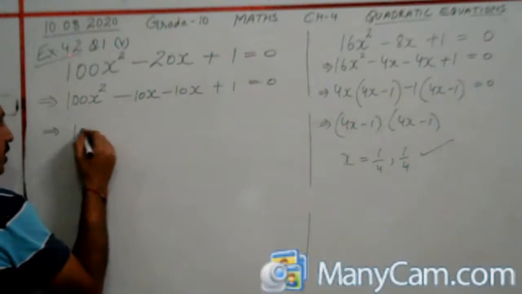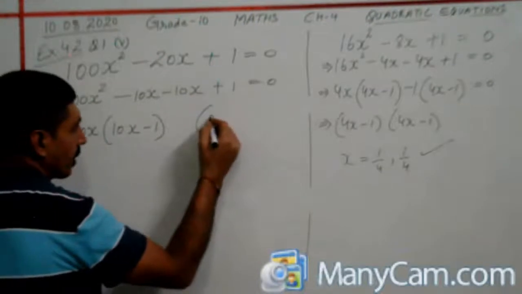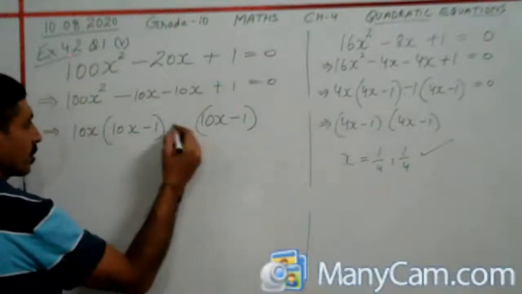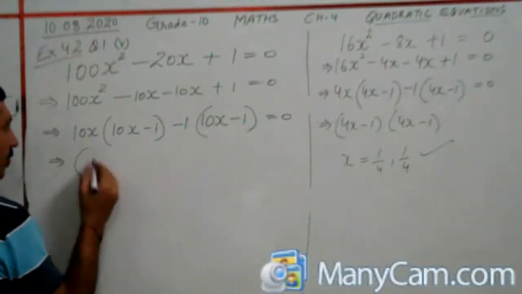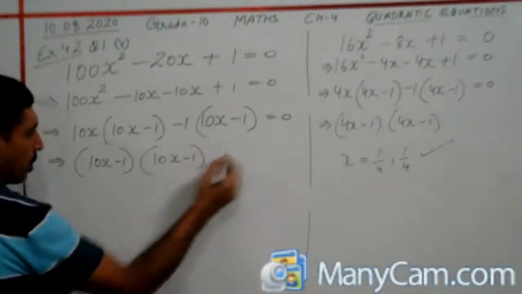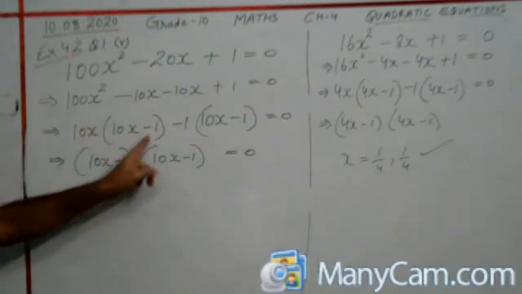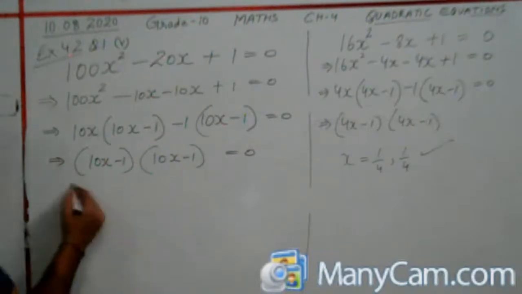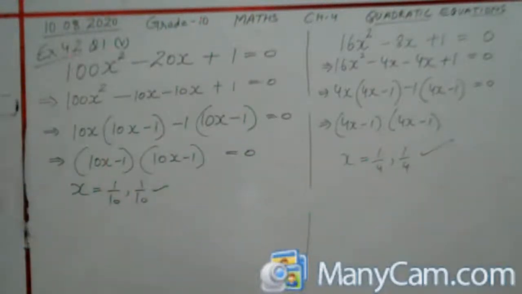x, 10x, it is 10x. Right, 10x minus 10x, minus minus will become plus here. So then again the value of x is equal to 1 by 10, 1 by 10, right? So I hope this question is very clear to you.